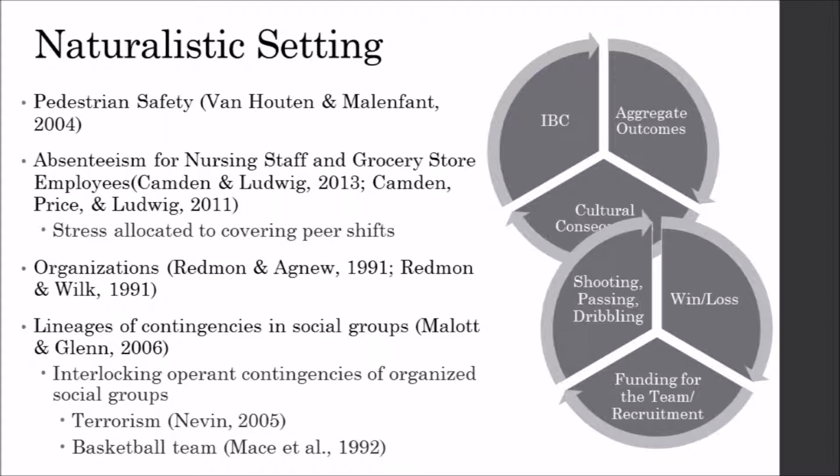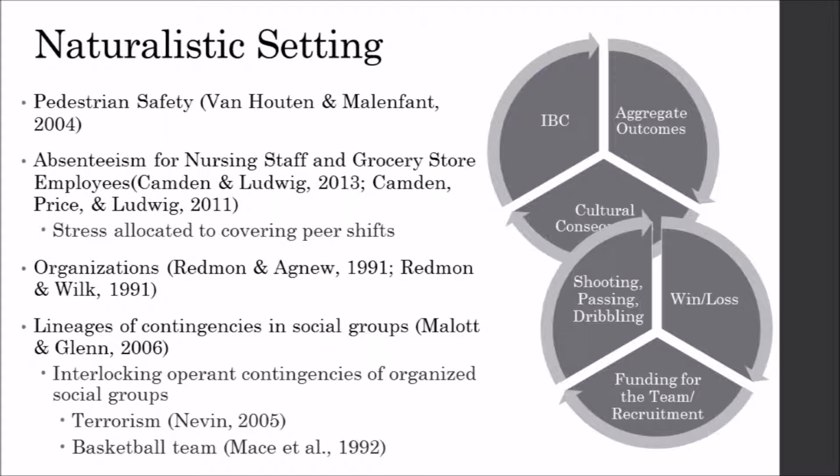Redmon and Agnew 1991, Redmon and Wilk 1991 demonstrated meta-contingencies within many different organizations, including organized business, mental health, and education. Mawhinney and Glenn 2006 demonstrated the importance of interlocking operant contingencies on a number of different organizational social groups, which included terrorist groups and organized sports teams.